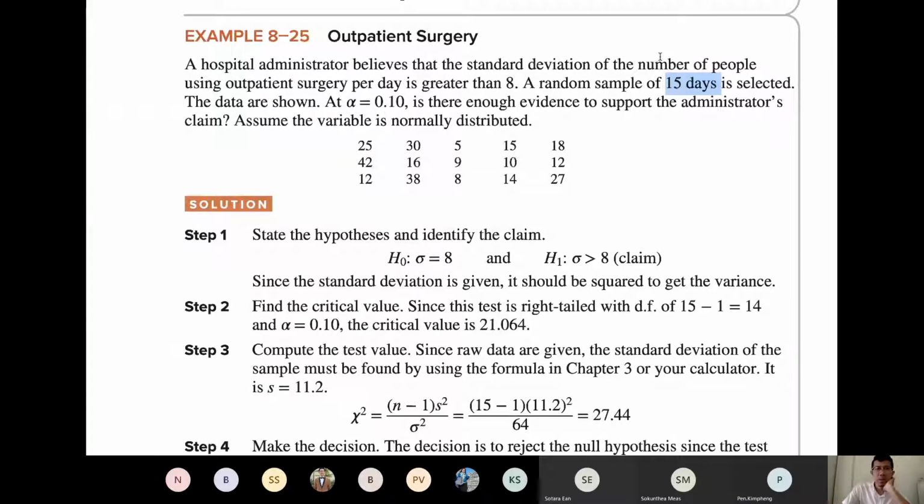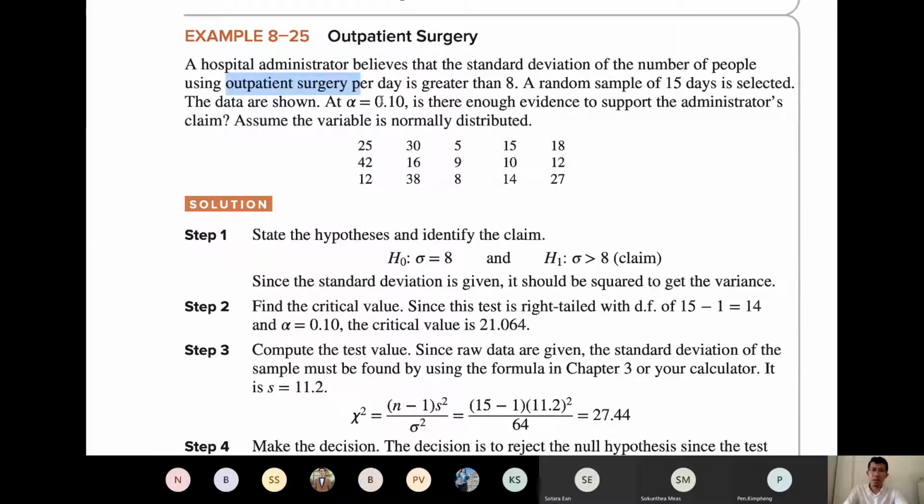What is that? Number of people using outpatient surgery. Okay, so he picks 15 days to study. One day there are 25 patients who use the outpatient surgery in this specific day, and there are 30 patients using the service in another day, and so on.